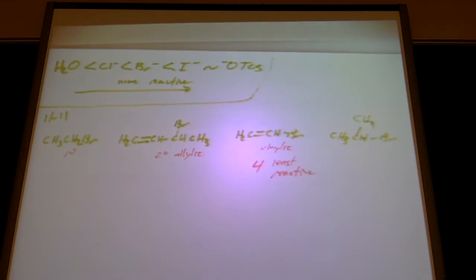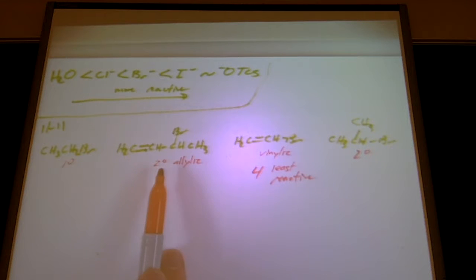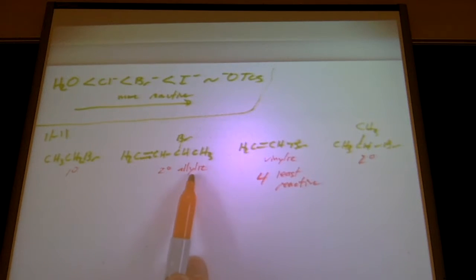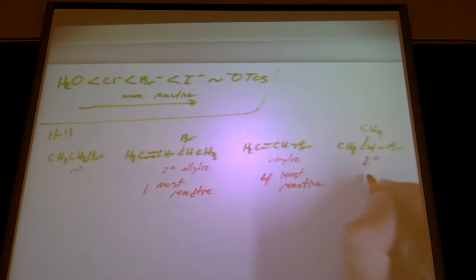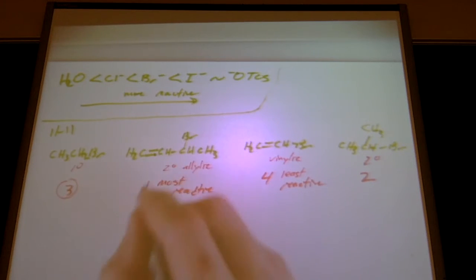So I'm just going to go ahead and call that one the least reactive. And then this one's attached to two, so it's secondary. So for the most reactive, the most substituted, I have two that are secondary. One of the secondary is adjacent to a double bond, so it can be stabilized by resonance. So that's my most reactive, and then it'd be my other secondary.